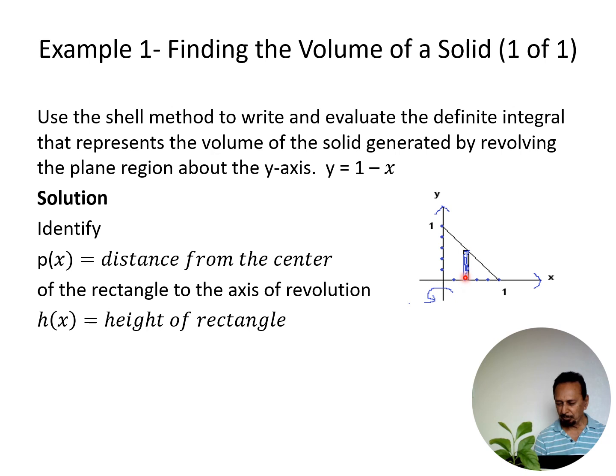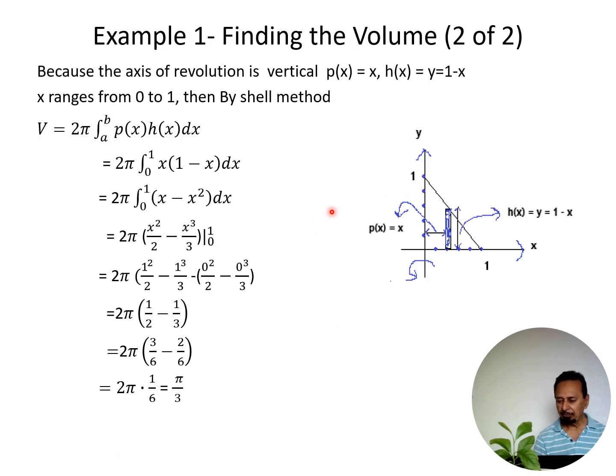So p of x would be the distance of the rectangle from the y-axis, and it's variable. So p of x would be x, and h of x would be the height, which goes from 0 up to y, which is 1 minus x. So we have p of x is x and h of x is equal to y equals 1 minus x. And x ranges from 0 here to 1 here.